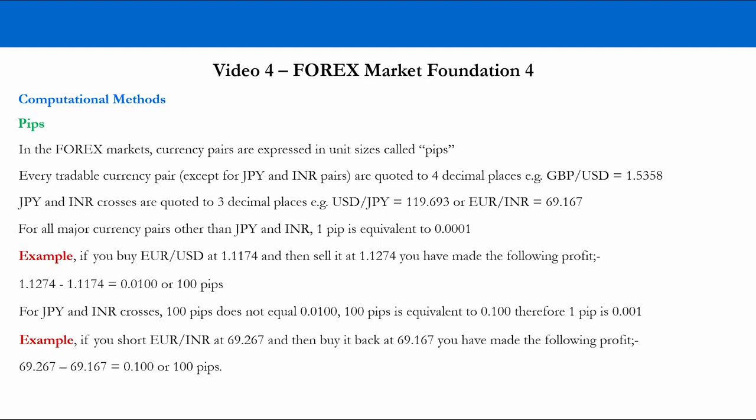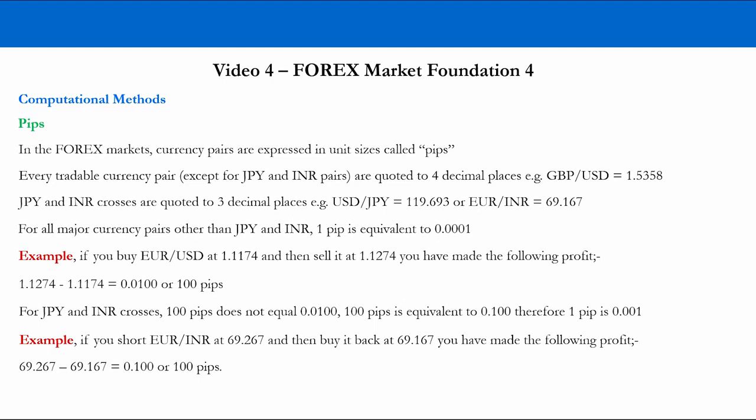So if the currency pair is quoted to 4 decimal places, one unit size, 1 pip, is equivalent to spot 0001. So for example, if you bought euro dollar at 1.1174 and then sold it at 1.1274, you will have made 100 pips profit. So you just minus 1.1174 from 1.1274.